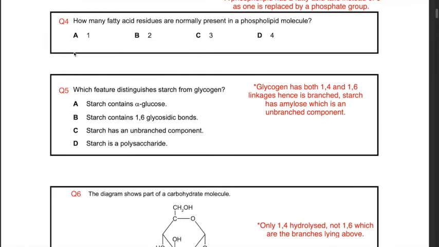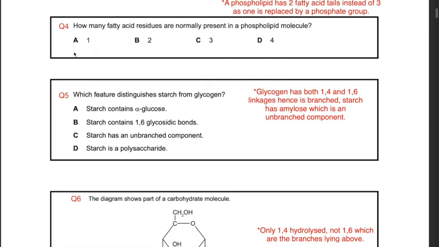Question 4. How many fatty acid residues are normally present in a phospholipid molecule? A phospholipid has 2 fatty acid tails instead of 3 because one fatty acid is replaced by a phosphate group. Therefore, the answer should be B, 2 fatty acid tails.